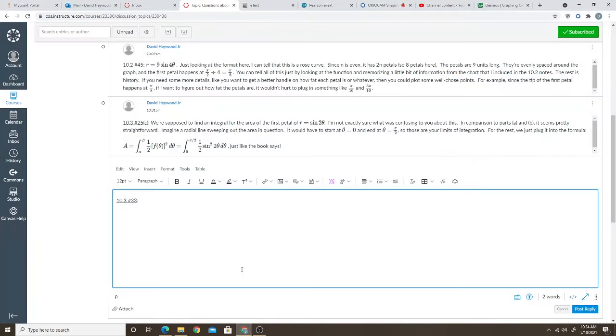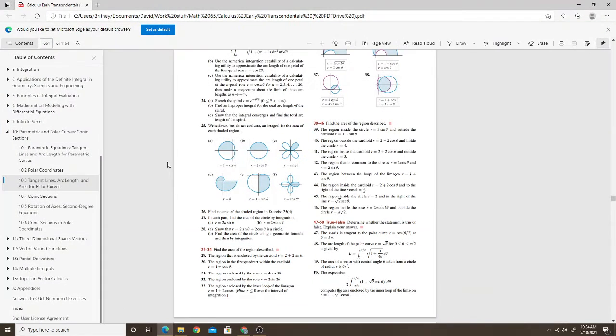Okay, so we're looking at 10.3, number 33. So that's this one here. We want the area of the region enclosed by the inner loop of the limacon, r equals 1 plus 2 cosine theta. And they even give us a little hint. They say the radius is negative over the interval of integration. So I guess we should be looking for where this thing is negative.